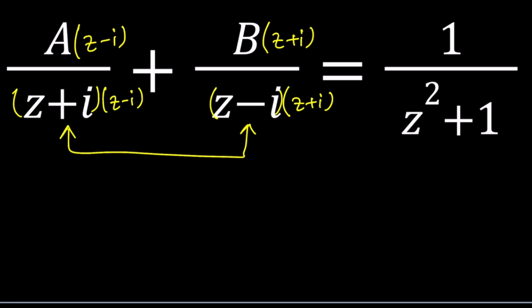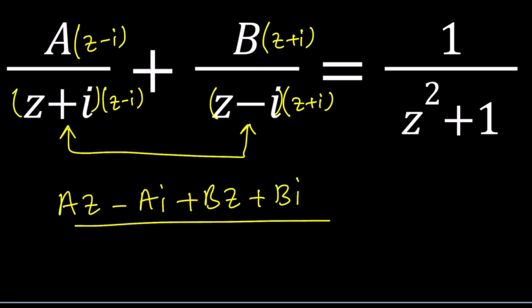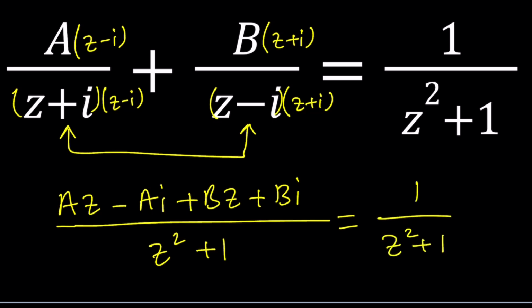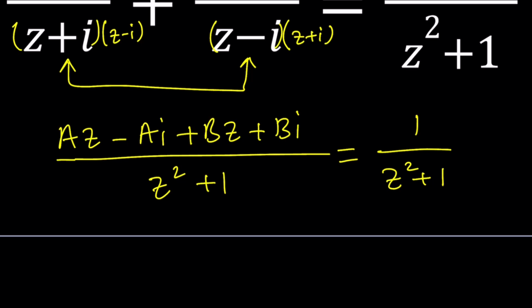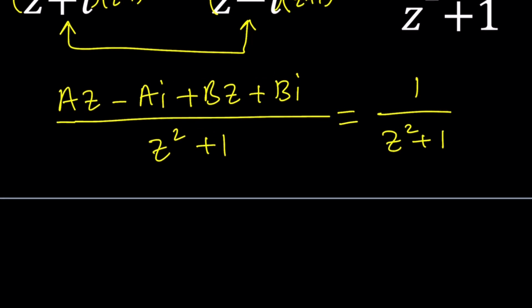In the numerator, we get az minus ai plus bz plus bi. And then at the bottom, we get z squared minus i squared, but that's z squared plus 1. Again, that's difference of, sum of two squares. Great. Now the denominators are equal, so the numerators should also be equal for all values of z, except for negative i and positive i. Of course, they make the expression undefined, so they are really bad values.